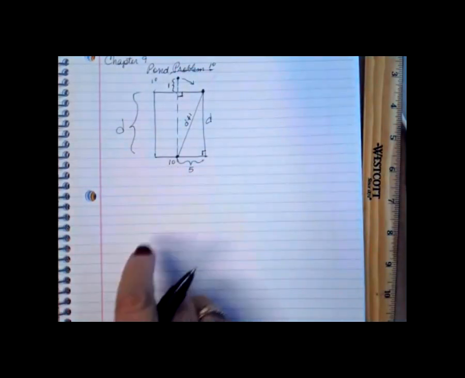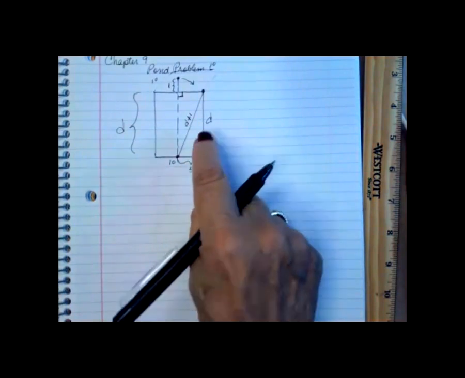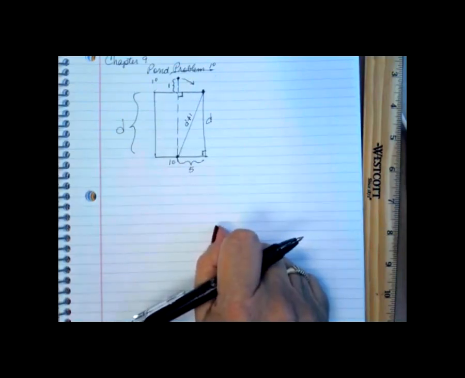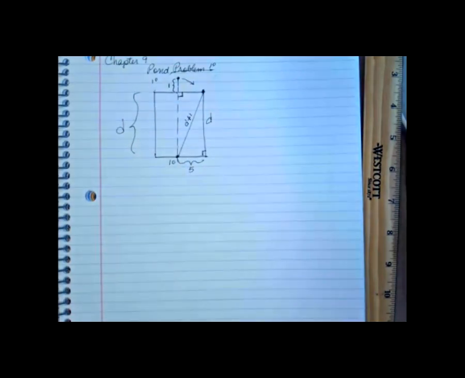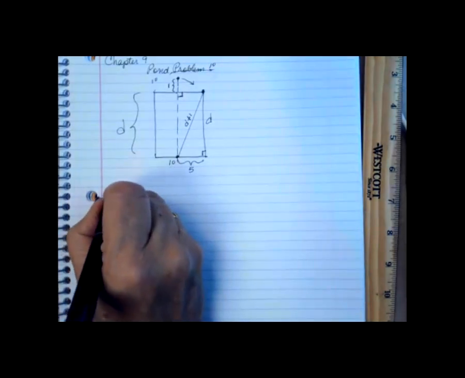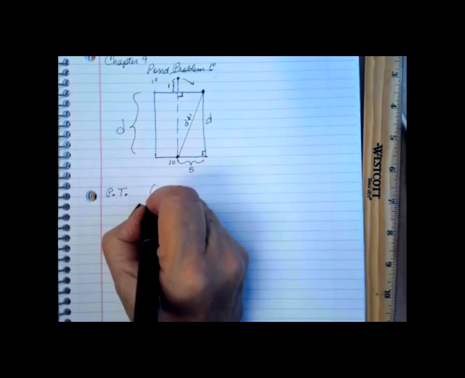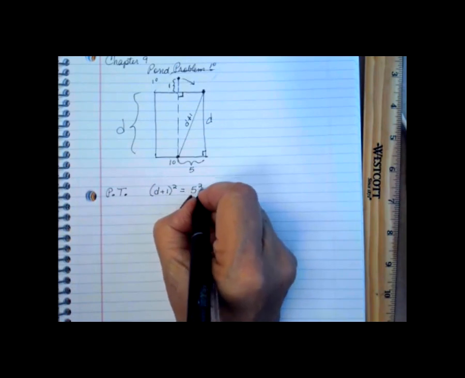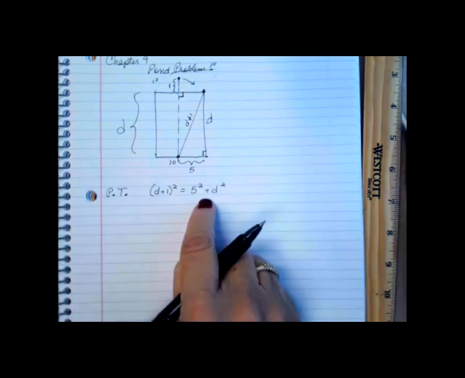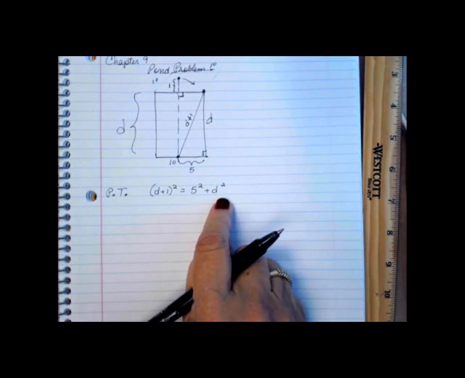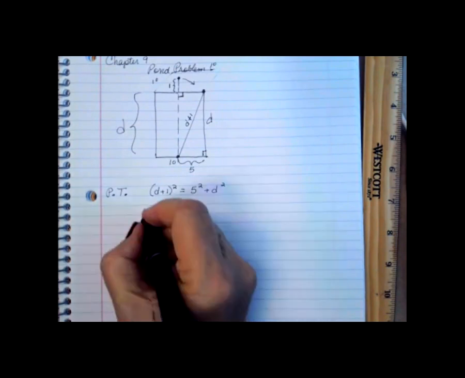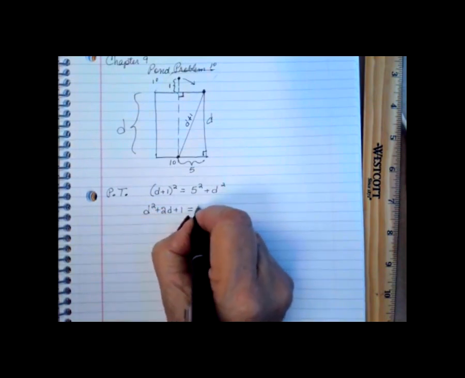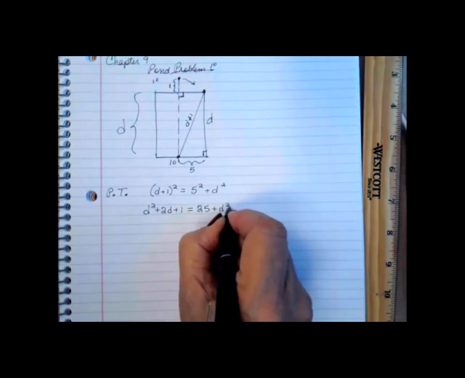Oh, I've got a right triangle. I've got the lengths of 3 sides. I've got 1 variable. It's screaming Pythagorean theorem. So using the Pythagorean theorem, I've got (D plus 1) squared, the hypotenuse squared, is equal to 5 squared plus D squared, the sum of the squares of the leg lengths. So let's solve this equation. I've got D squared plus 2D plus 1 equals 25 plus D squared.